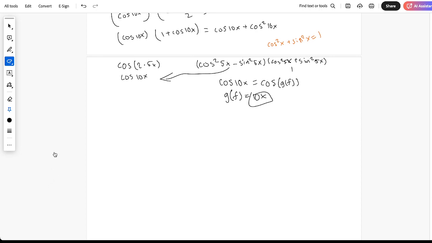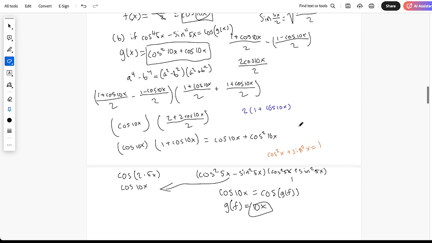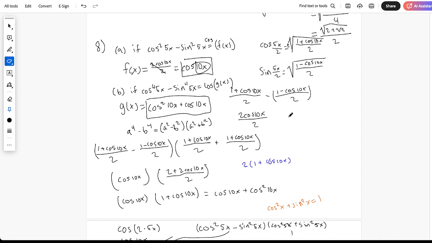Let's input that. 10x, 10x. Okay. That was correct. I feel rather dumb because I just forgot to take the cosine out. Wow.